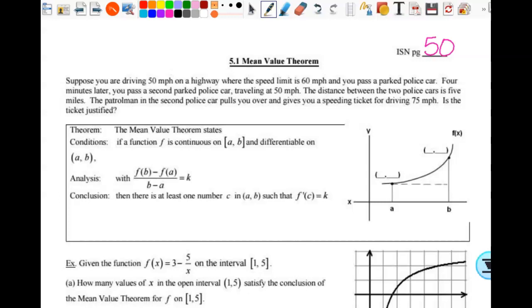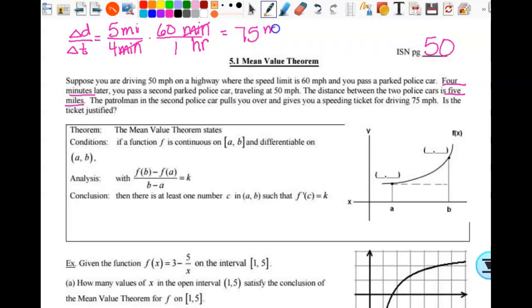So your speed is like miles per hour, right? So it's the change in the distance over the change in the time. The distance between the two police cars is 5 miles, so this is 5 miles over, what was it, 4 minutes? Well, we have to change that to miles per hour. So we're going to multiply, and we need minutes to cancel out, and we need that to be hours, right? So those will cancel. So 60 minutes in 1 hour. What's 60 divided by 4? 15, so it'd be like 5 times 15, which would give me 75 miles per hour.